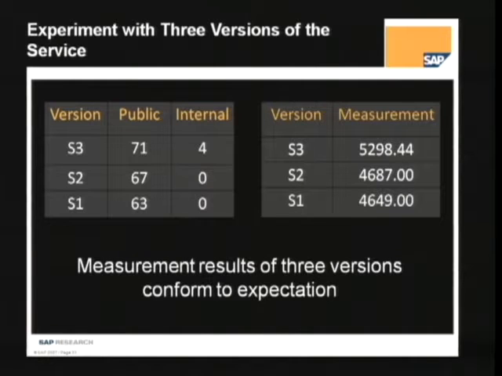In earlier versions, what the developers actually did was define four interfaces as internal interfaces, which cannot be accessed from outside, right? So I think it was a very good design decision. The attack surface would have been much higher if they had these four services as public services. So the measurement results of the 3 versions conform to the expectation.